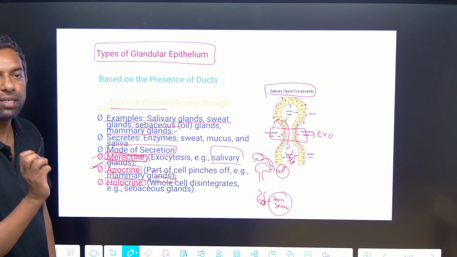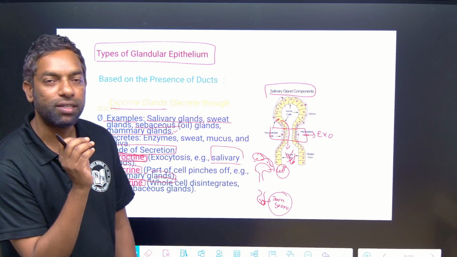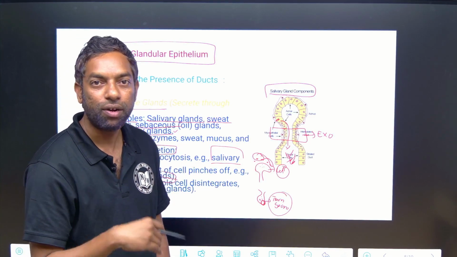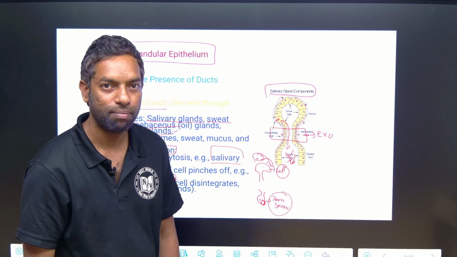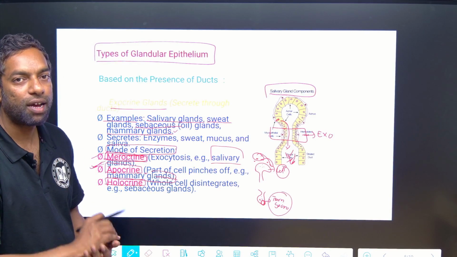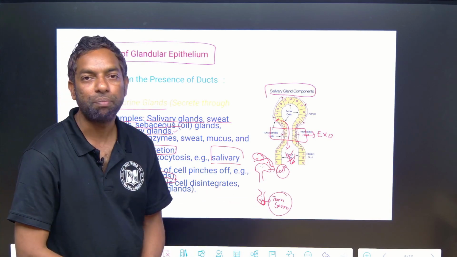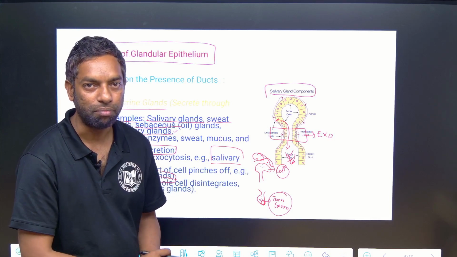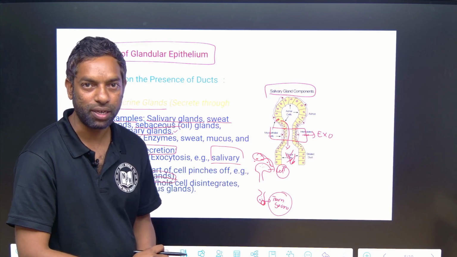In merocrine, the cell secretes without any part of the cell forming the secretions. But in apocrine, a certain part of the cell, not the whole cell, can turn into the secretions. Mammary glands are an example, milk producing glands.